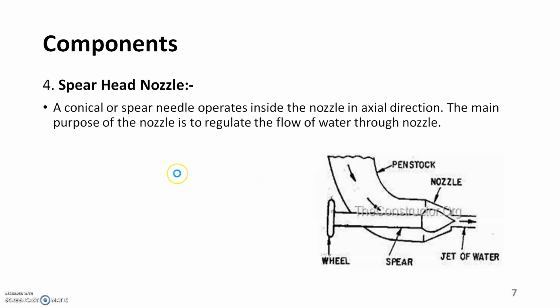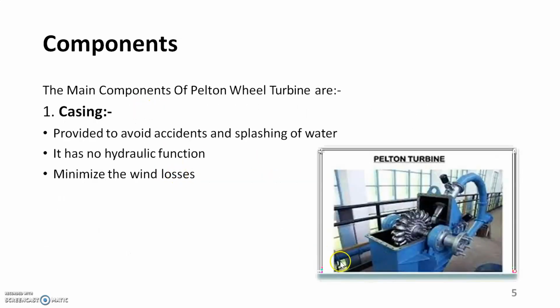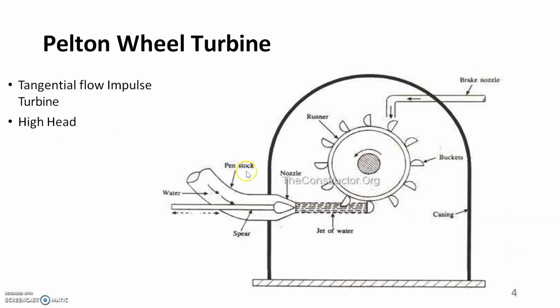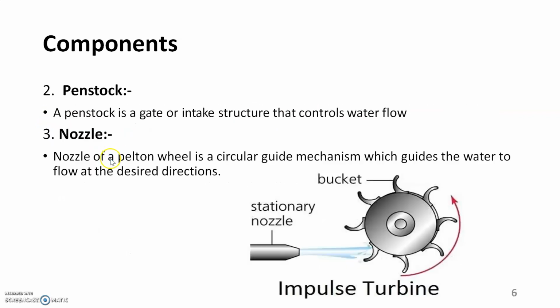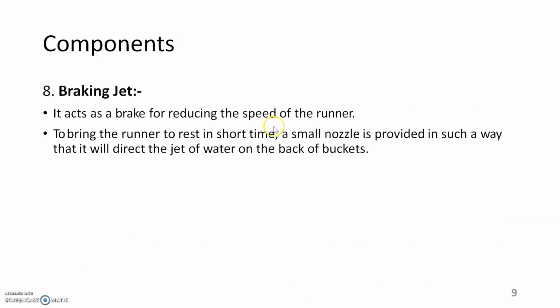Runner. See, this is the runner. So what do you find in the runner? The runner consists of a circular disc fixed with a horizontal shaft. And on the periphery of the runner, you can see buckets, which are uniformly or equidistantly spaced.